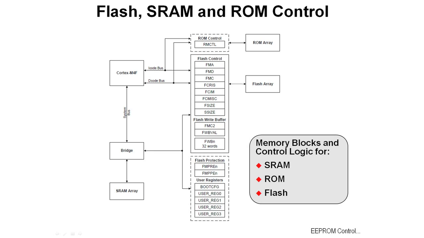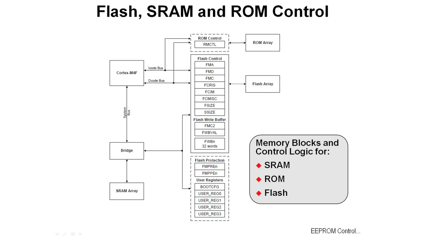This diagram shows you a little bit about the flash, SRAM, and ROM control. On the far left is the Cortex M4F. You'll notice that there's a separate instruction code and decode bus for instructions and for data. So this is a Harvard architecture inside to the ROM and the flash. You'll notice the system bus goes down to the bridge to the SRAM array. Yet up at the top we have ROM control to the ROM array.